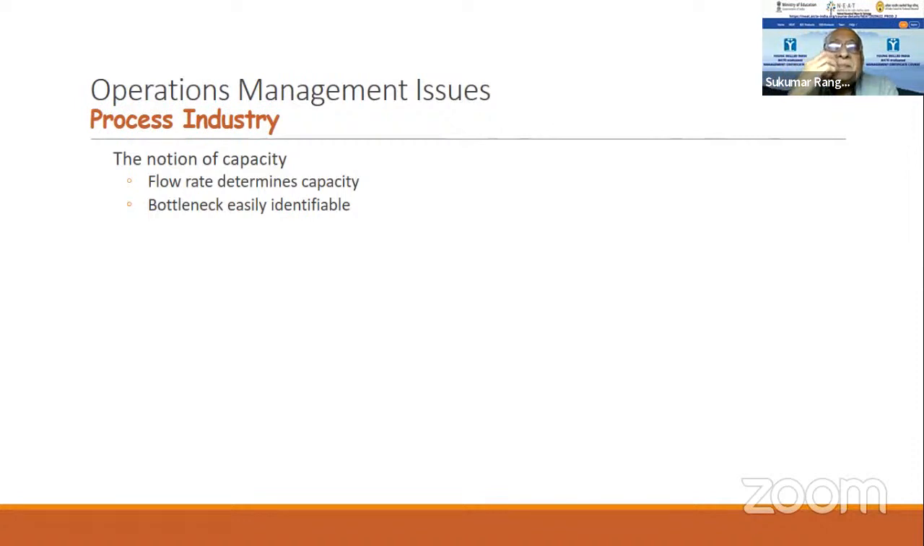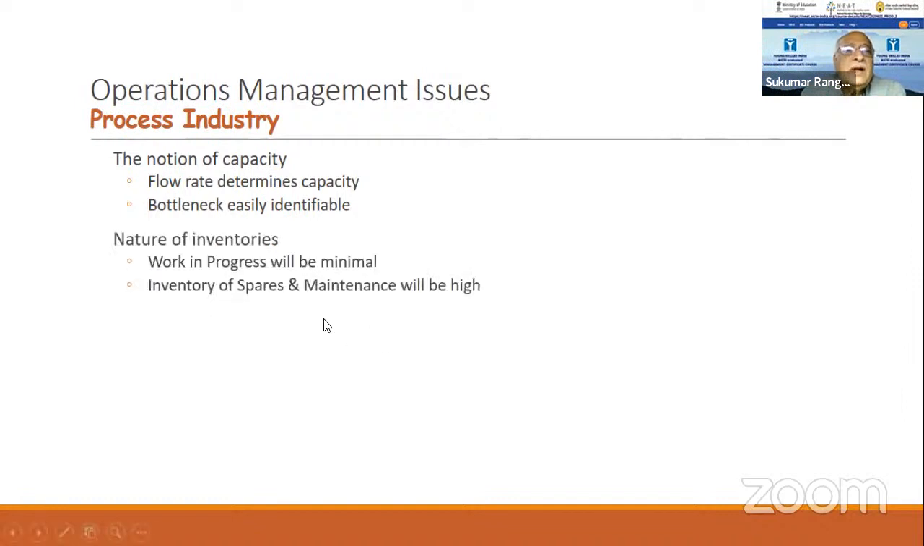Similarly here, if you want to increase capacity, you have to keep determining where are all the bottlenecks and increase the flow rate in those bottleneck processes. Nature of inventories. Now, in such process flow, work in process is something minimal, because the end of one goes directly to the starting of the next process. So there is hardly any inventory.